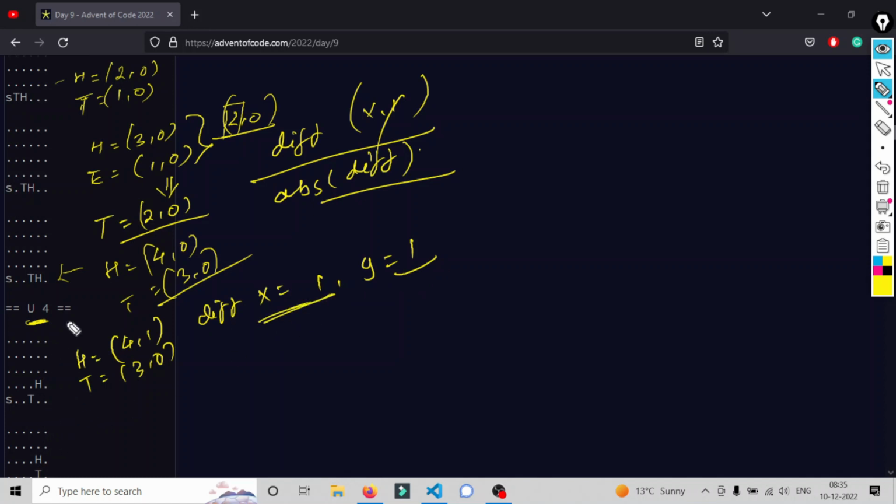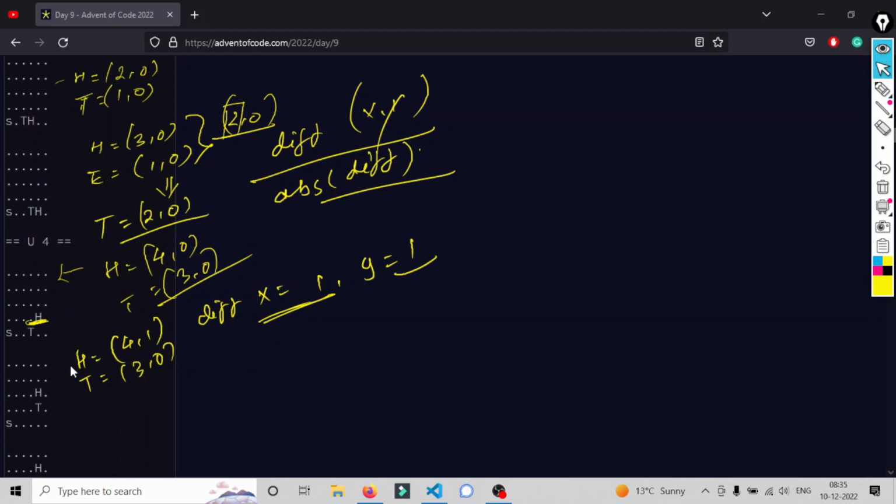If you see here, for the first move the tail is still at the same position. It has not moved anywhere. The updated head position is 4 comma 1 and the tail's updated position will remain the same, which is 3 comma 0. If you notice, in the previous step it was also 3 comma 0. For the previous position it was 3 comma 0. Again it is 3 comma 0. It has not moved anywhere, right?